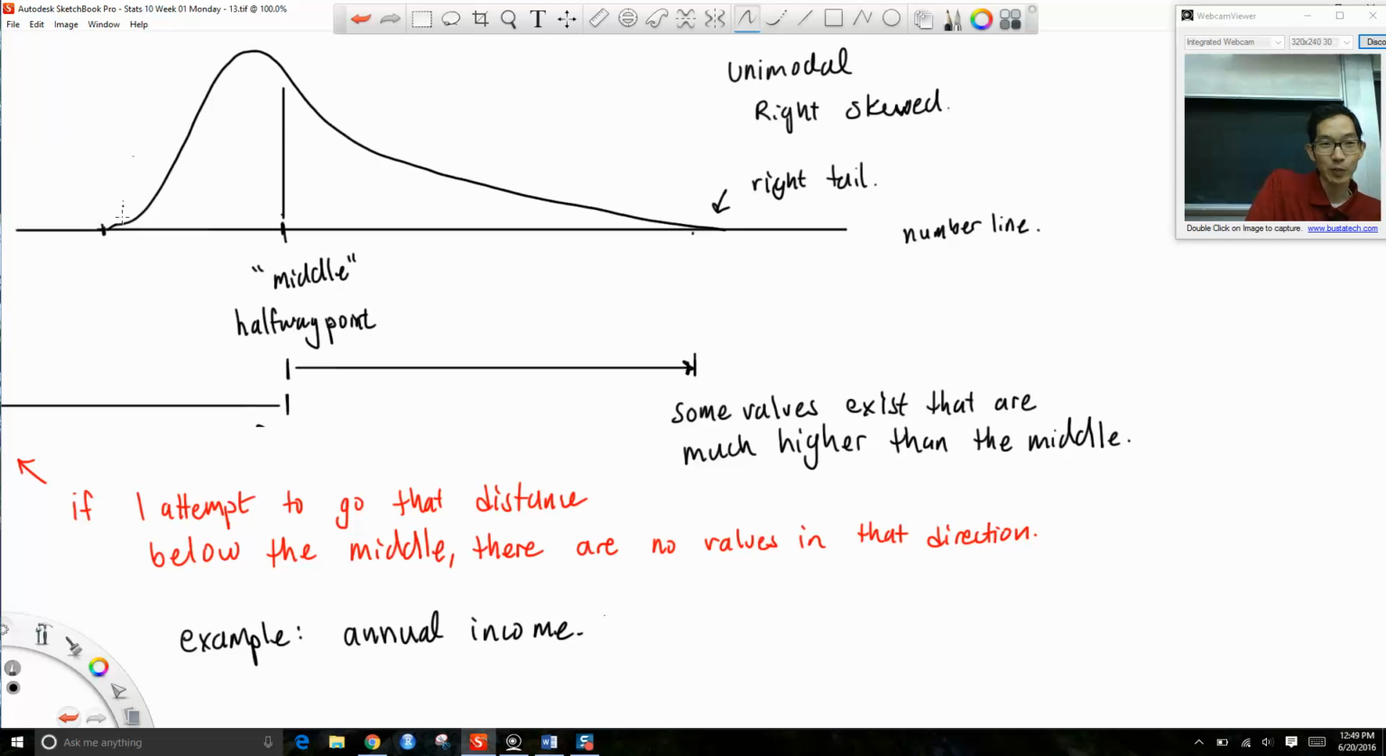So this would be like 0, and this would be somewhat like $50,000, and this would be, according to this scale, like 250 or 300,000, but you can have values much higher, but you can't have any in the opposite direction there.